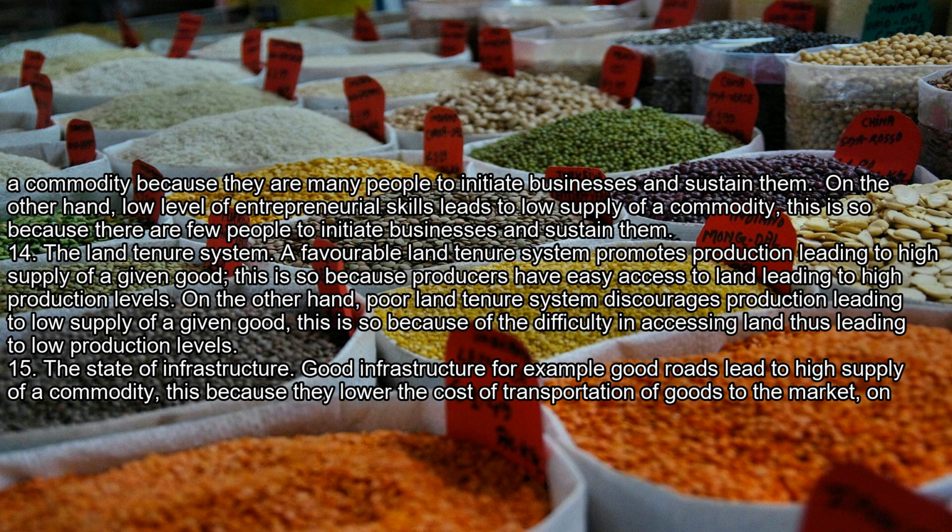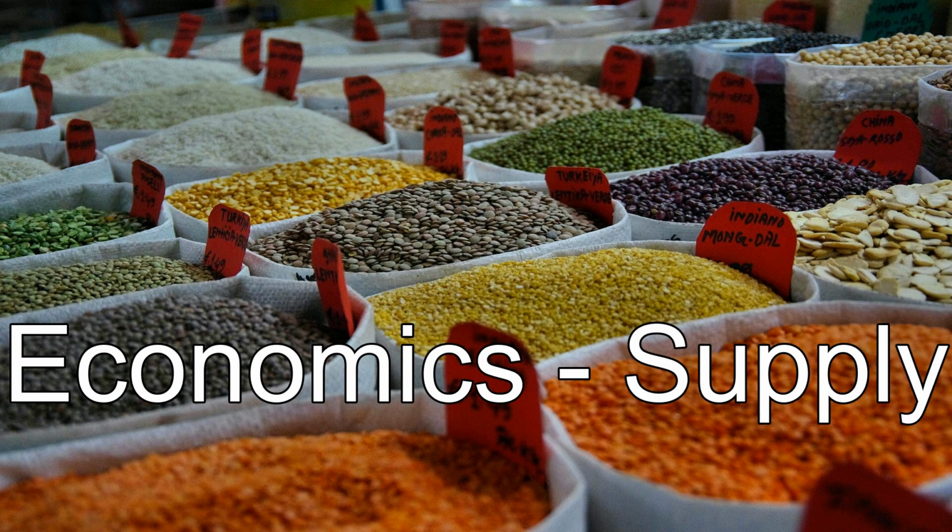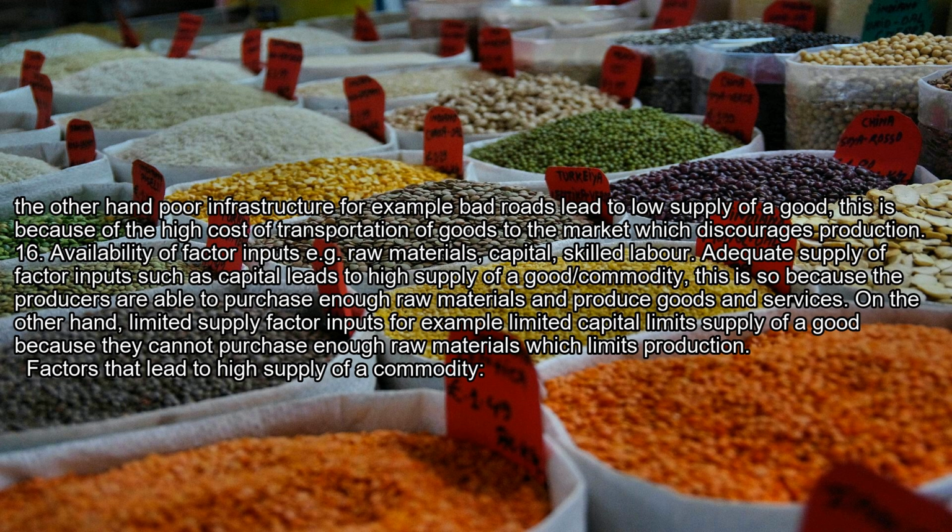15. The state of infrastructure. Good infrastructure, for example good roads, leads to high supply of a commodity. This is because it lowers the cost of transportation of goods to the market. On the other hand, poor infrastructure, for example bad roads, leads to lower supply of a good. This is because of the high cost of transportation of goods to the market, which discourages production.